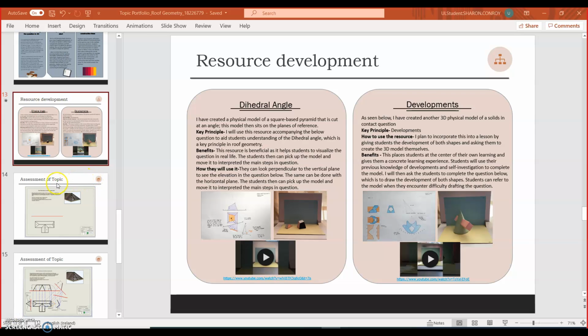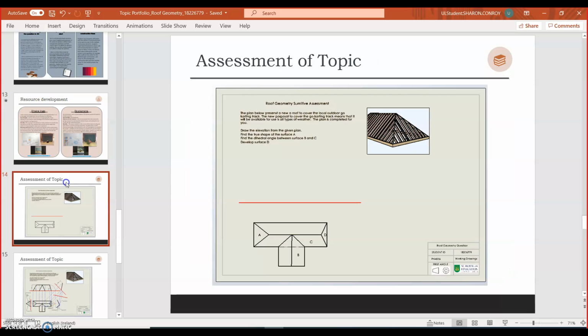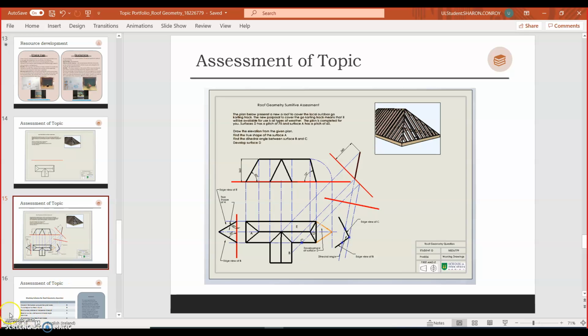So next we will move on to my summative assessment of the topic. So this is my blank question and this is my solution. There are 4 elements of this question. The students first have to construct the elevation from the given plan. You can see the solution here. Next is to find the true shape of surface A, which we can see here. Next is to find the dihedral angle of the surface B and C. You can see here, this is the first auxiliary view and the second auxiliary view, and this is the dihedral angle in here. And then the last element is to develop the surface D, which we can see here outlined in the orange construction lines.